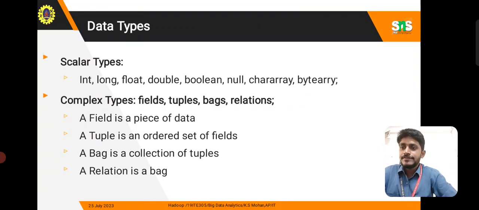We can look at the data types we can use here. There are scalar types and complex types: field, tuple, bag, relation. A field is a scalar type such as int. Generally, the data types available, as in C, are int, float, long, double, boolean, null, char, byte, and others. Complex types are fields, tuples, bags and relations. A field is a piece of data, a tuple is an ordered set of fields, a bag is a collection of tuples, and a relation is a bag. So these are the data types.